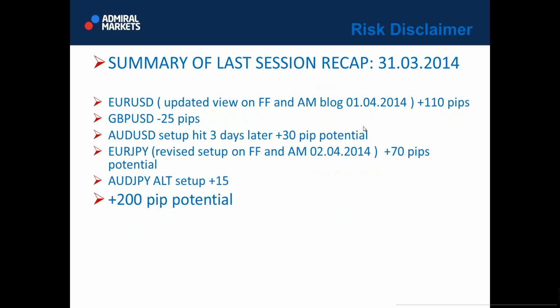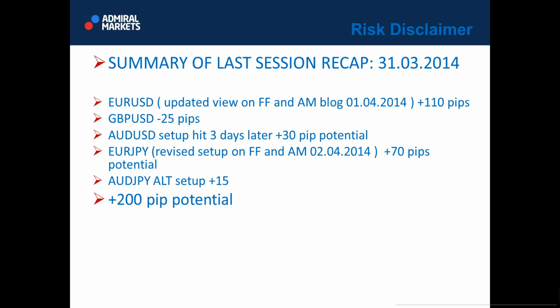So, a last session recap, 31st of March 2014: there was a total of 200 pip potential. I will show you what happened. We had Euro Dollar, nice, that was the trade of the week. I updated my view on Forex Factory and the Admiral Markets blog on 1st of April 2014 with analysis that yielded 110 pips potential. Then GBP was a loss of 25 pips. Euro Dollar setup was hit 3 days later for 30 pip potential. So it might be traded or it might not, but it was 3 days later.